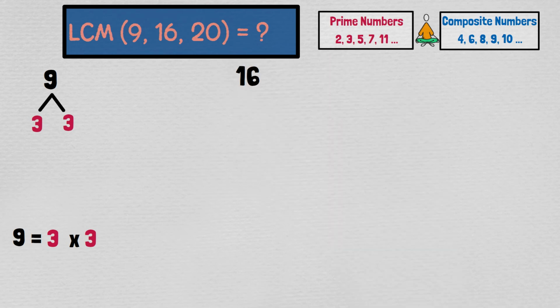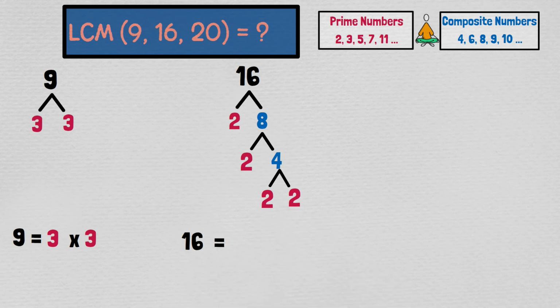Next, we break 16 into its prime factors. 16 divided by 2 equals 8. 8 divided by 2 equals 4. 4 divided by 2 equals 2. Voila! The prime factorization of 16 is 16 equals 2 times 2 times 2 times 2.